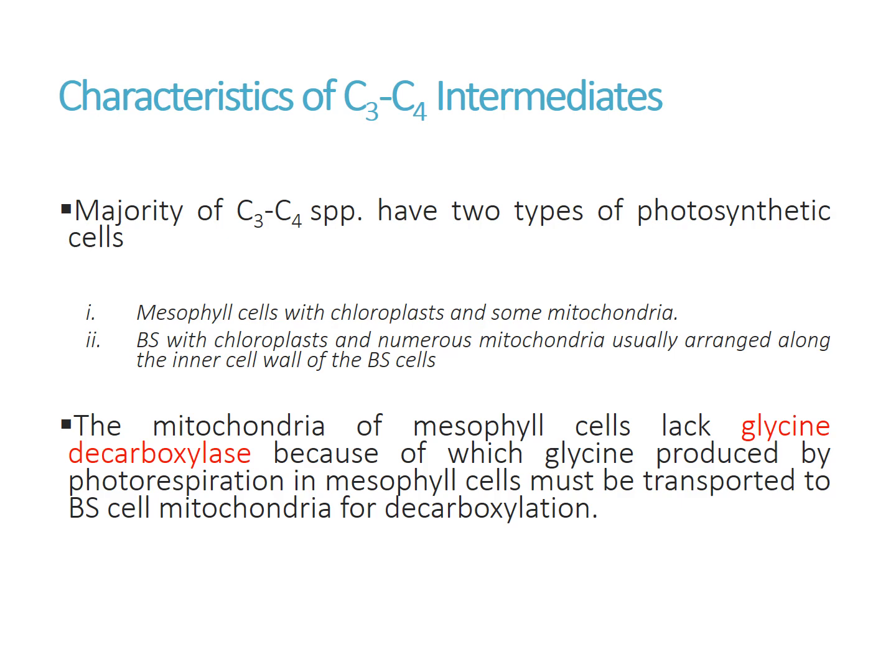and normally it operates in the mitochondria of mesophyll cells in case of a C3 plant. But in case of C3-C4 intermediates, this enzyme is absent in the mitochondria of mesophyll cells, because of which glycine produced by photorespiration in mesophyll cells must be transported to the bundle sheath cell mitochondria for decarboxylation, as this enzyme is absent in the mesophyll cells.